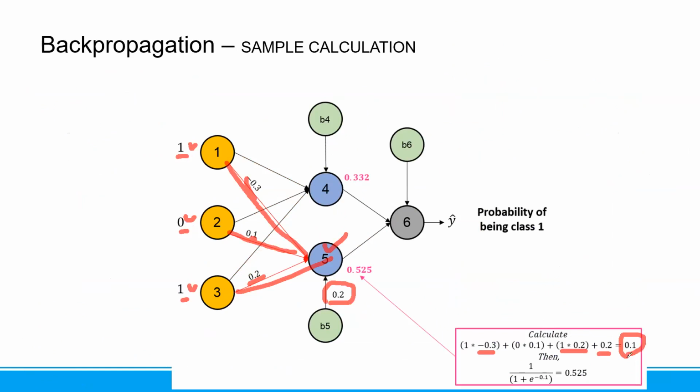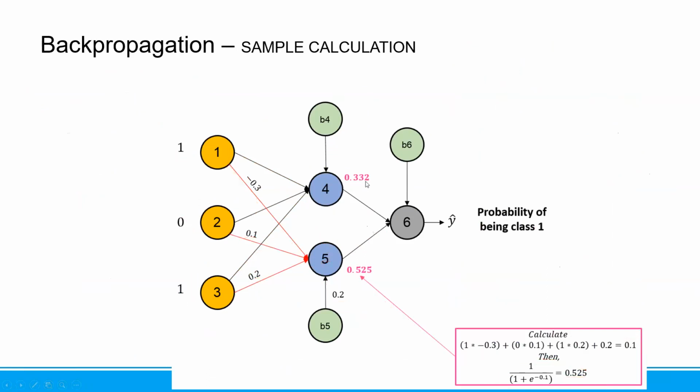Again, we put in the activation function. The activation function will be 1 divided by 1 plus the natural number to the power of minus Ij. The Ij is 0.1. Then we have it like this, so you can get the value, which is 0.525. Then it will be the number in this unit.